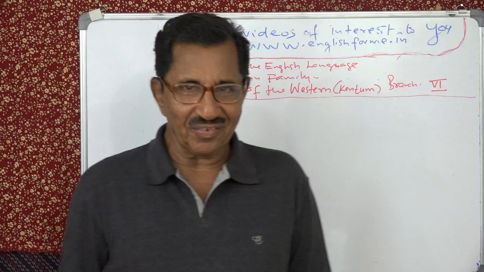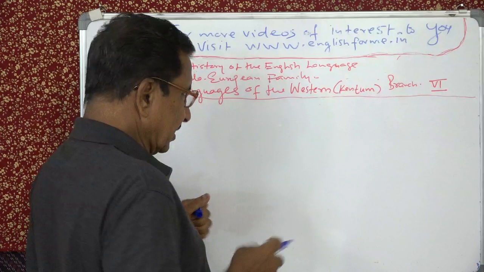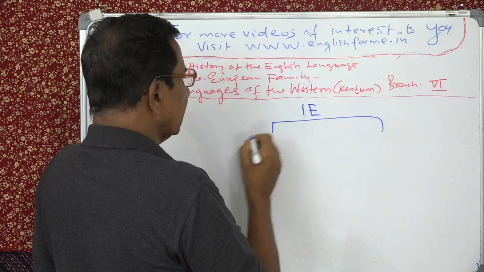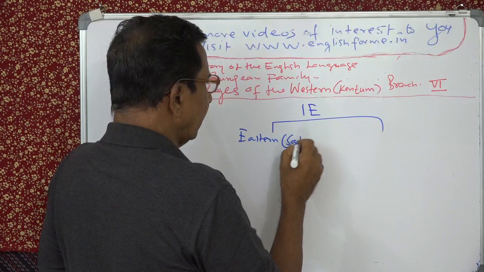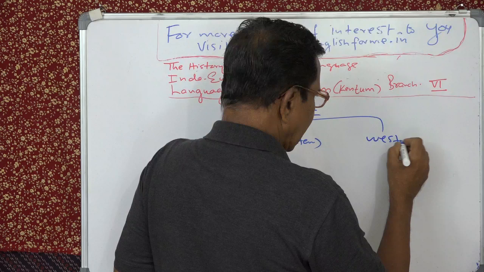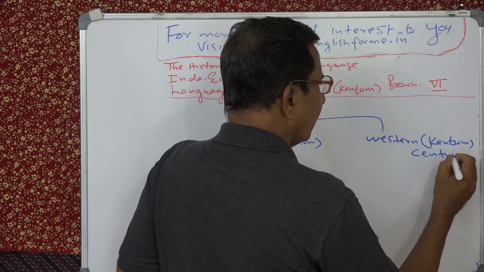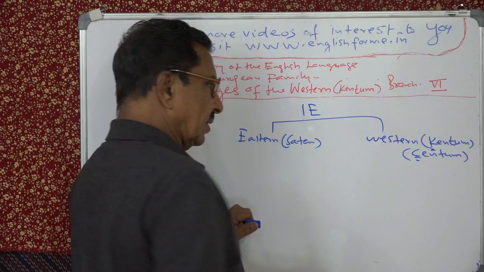All right, so let's take the western branch of Indo-European. Today we will consider the western branches. In Indo-European, we have two broad divisions, eastern and western, as you have seen. Eastern we call Satem, because the word for 100 in Sanskrit is Satem. And western we call Kentum, because the word is originally spelled with K, and now with C, but the pronunciation is the same, K. So we call them the Kentum languages.